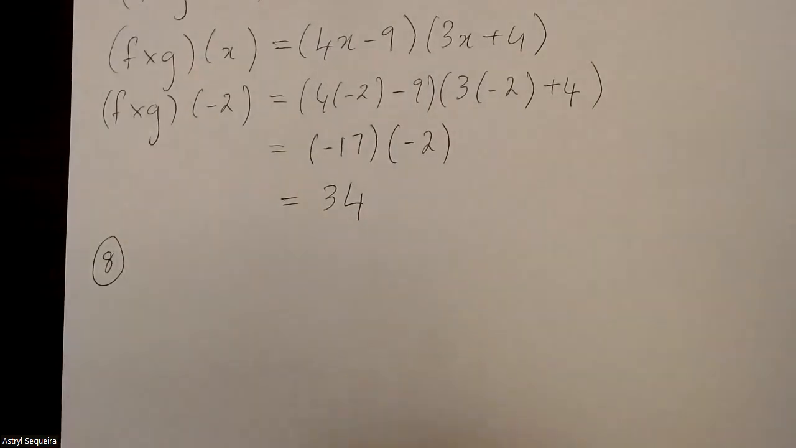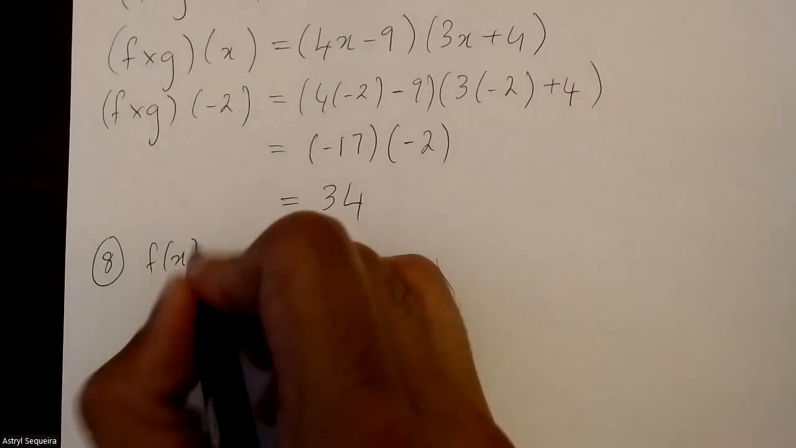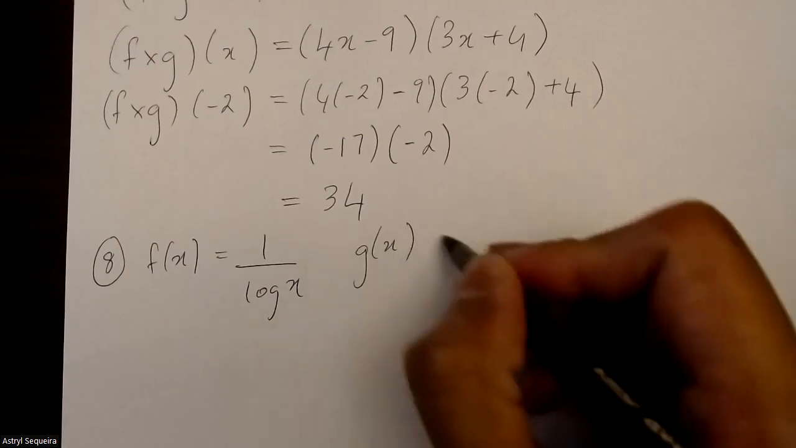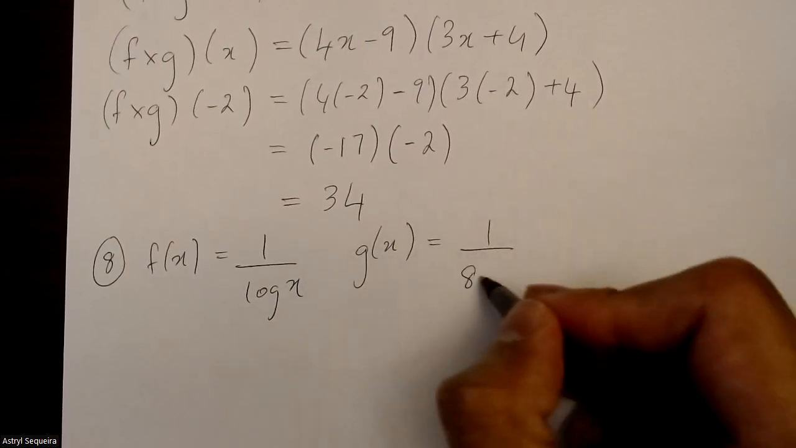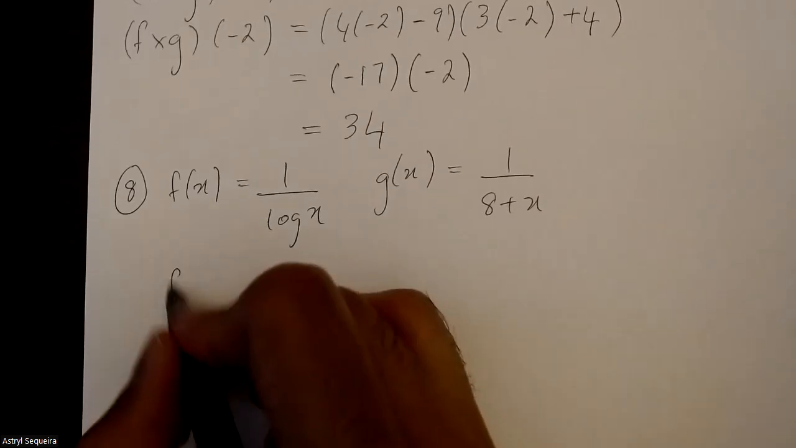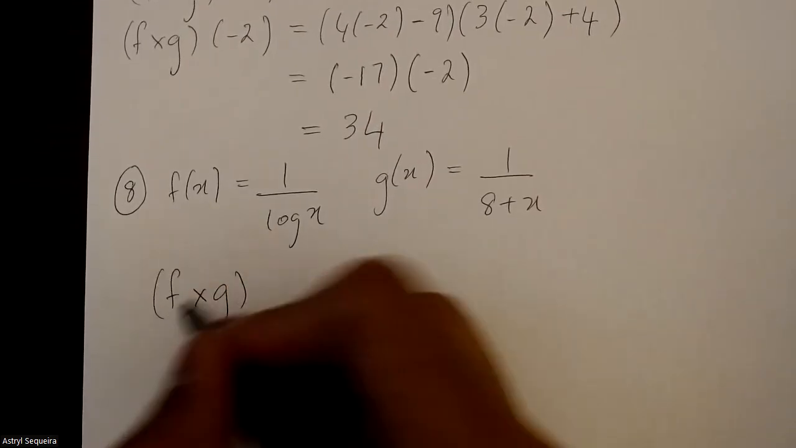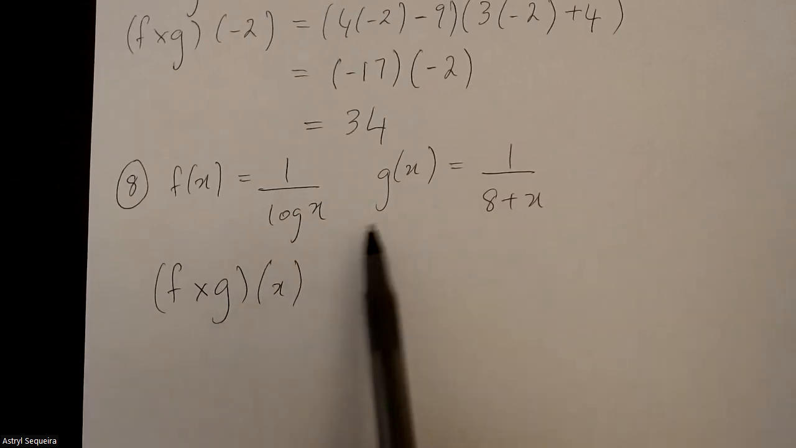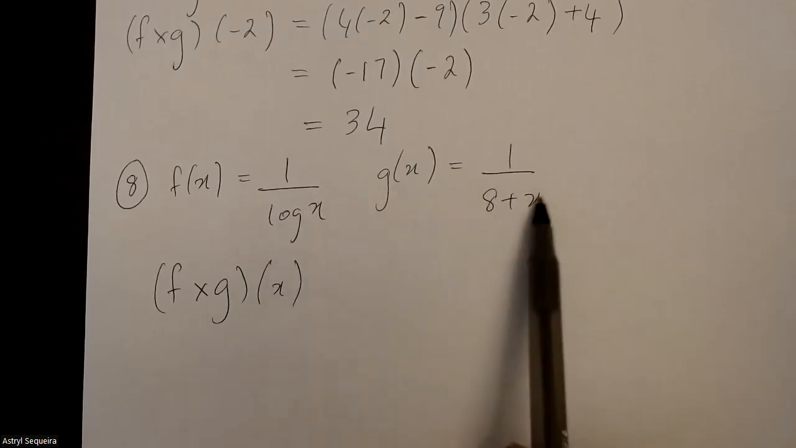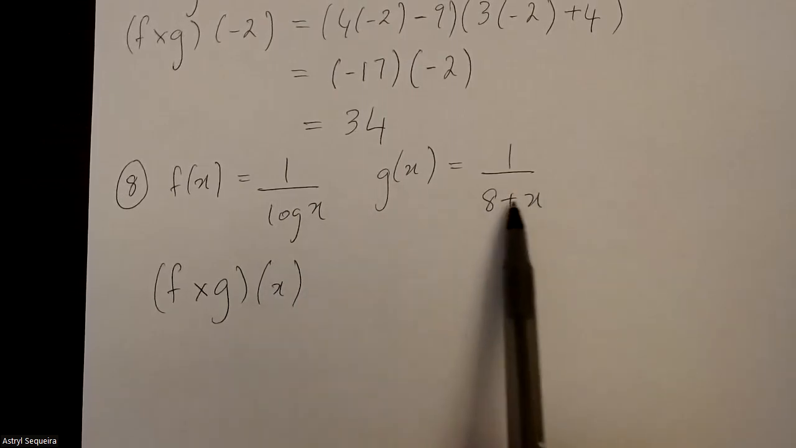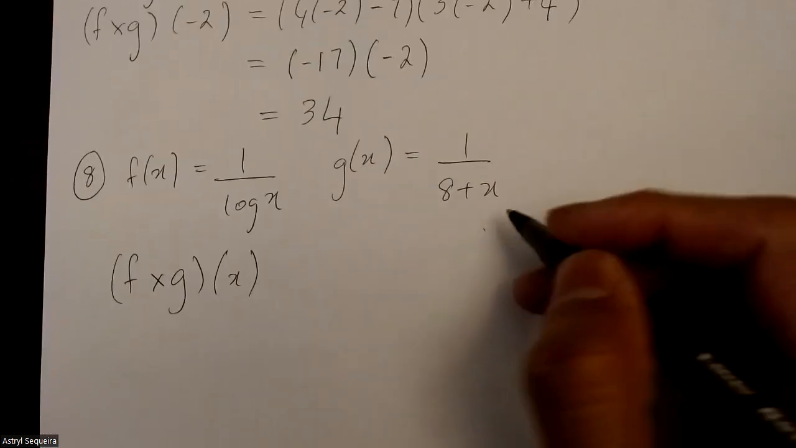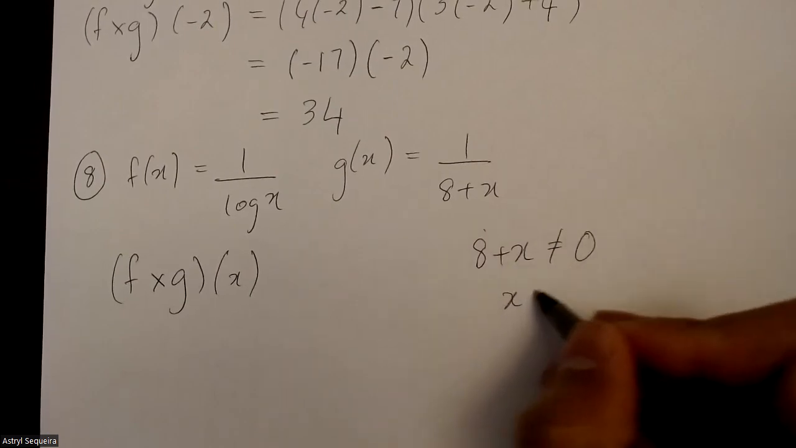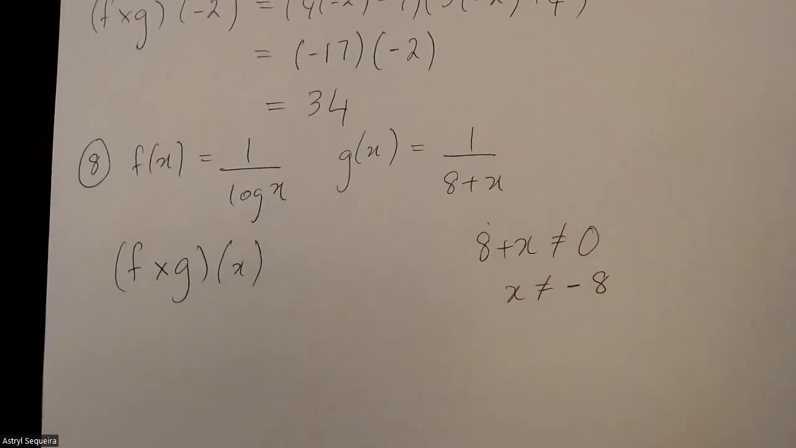All right, question number 8. We have f of x equals 1 over log x, and g of x equals 1 over 8 plus x, and we need to find the domain of f times g of x. So in order to find the domain of this, I just need to find the individual domains of these two functions and combine them. So let's do g of x first, because it's pretty easy. I know g of x, the denominator cannot equal 0, which means that x cannot equal negative 8.